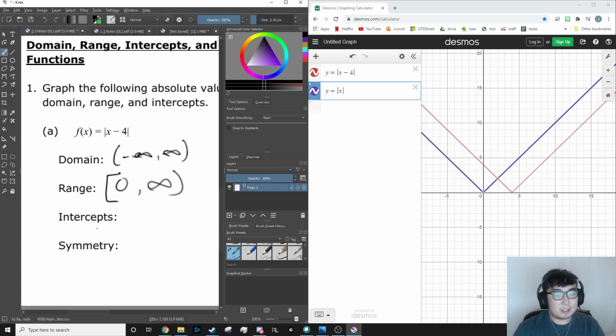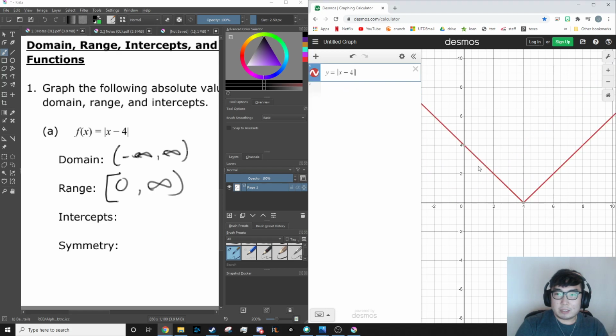But what's different now is my intercepts, because I'm not at 0, 0 anymore. My vertex isn't at 0, 0. It's at 4, 0, which is right here. So let's get rid of that one. The good thing about Desmos is that it shows your intercepts right here. The y-axis is the up and down line, so the y-intercept is 0, 4, and this is an ordered pair. And your x-intercept is 4, 0.